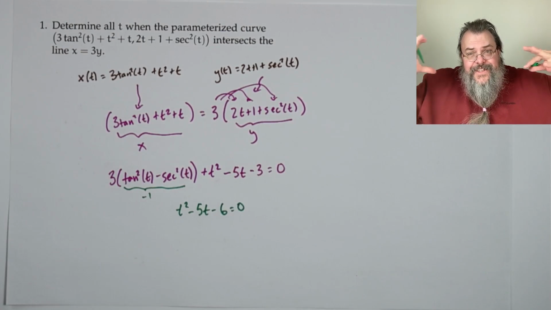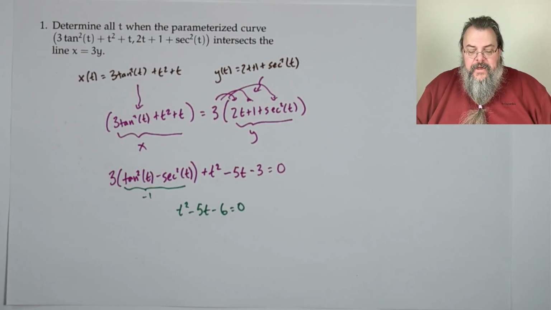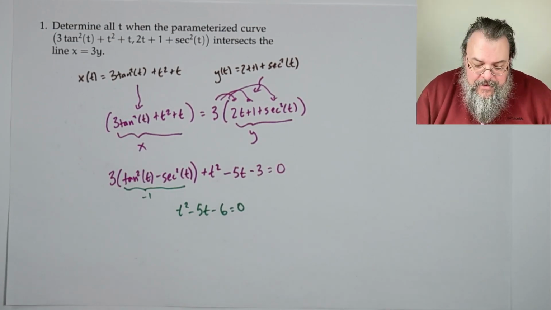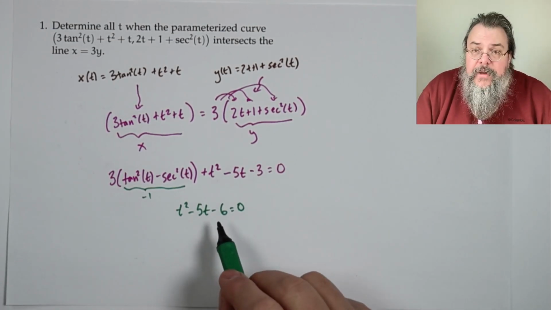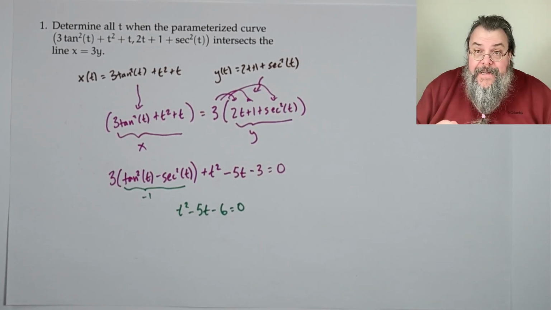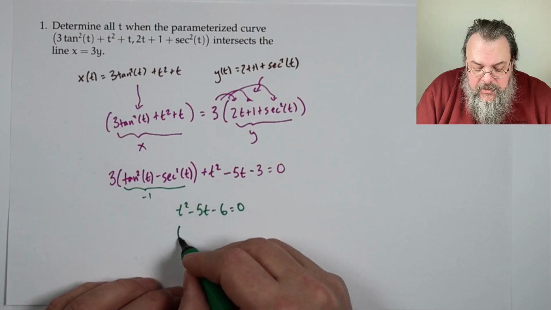So secretly there was a hidden quadratic in this problem. Now what do we do here? Well, we can use the quadratic formula, but I think this might factor. Two things that would multiply together to give us -6, but if you were to add them, you would get -5.